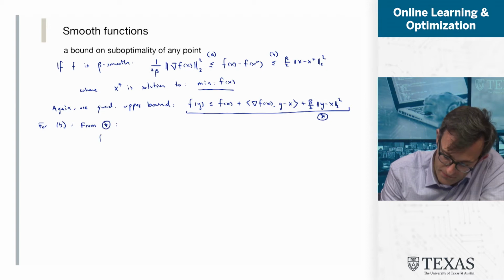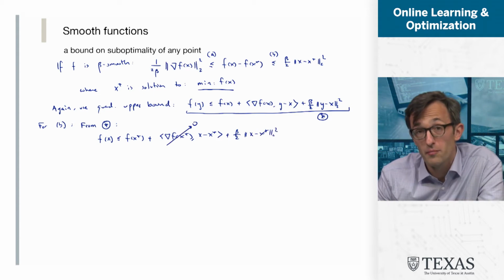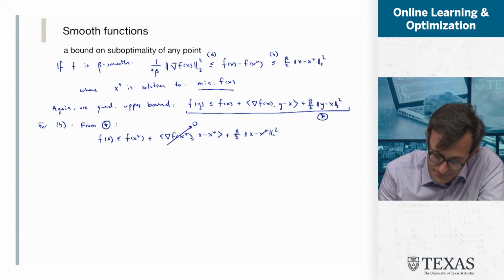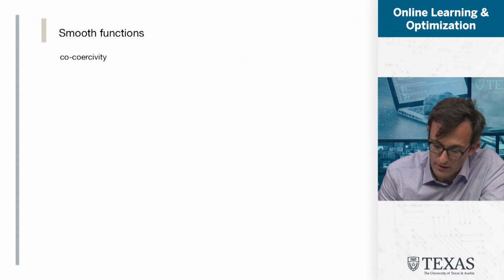So from star, we get that f of x is less than or equal to f of x star plus the gradient of f of x star times x minus x star plus beta over 2 times the norm of x minus x star squared, direct application. This term equals 0 because it's the gradient at the optimal solution. And you can see I immediately get b. So this implies that f of x minus f of x star is less than or equal to beta over 2 times the norm of x minus x star squared, which is exactly what we needed.